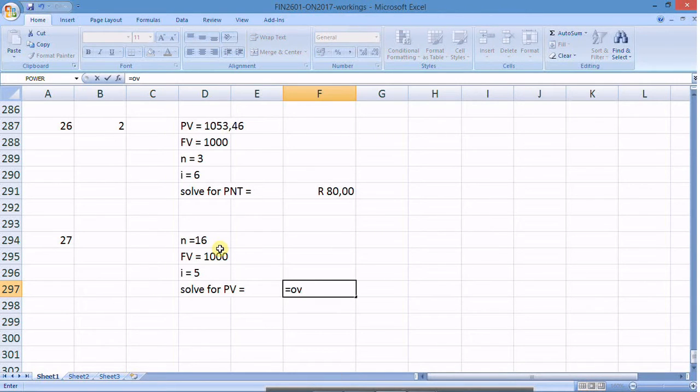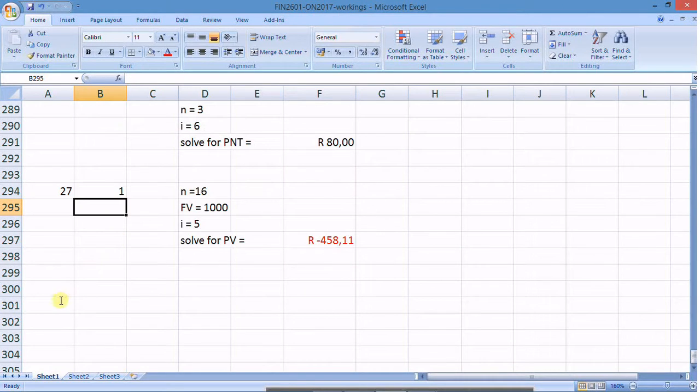There's no half yearly here. Just double check. Nothing. Okay, PV. Rate is 5%, that's the first thing that I check. 16. Payment 0. Future value 1,000. The answer is 458.11. Correct. Yay. 458.11 is option 1. Good. Okay, last few. 28.